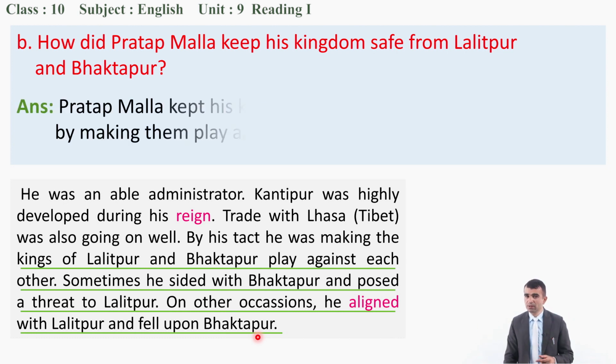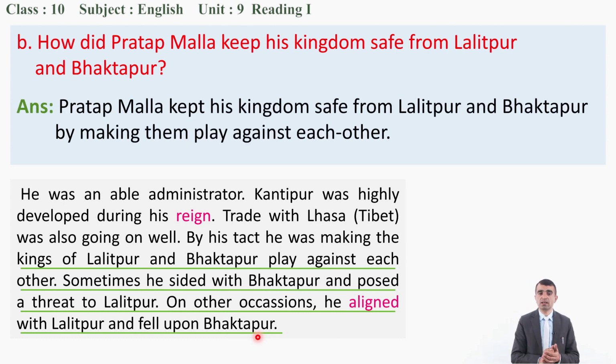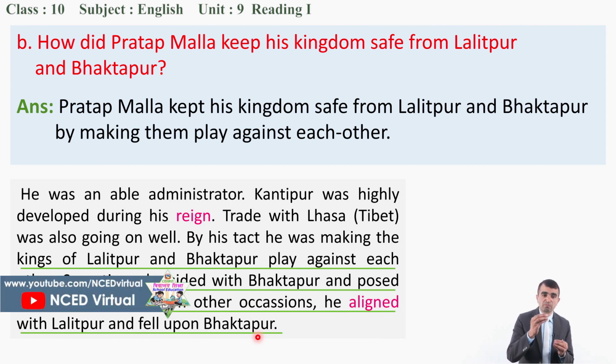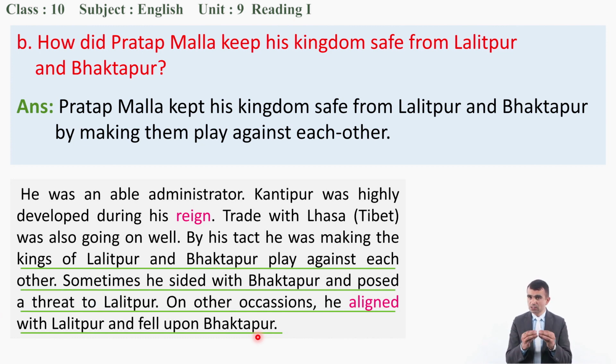So, the answer can be, Pratap Malla kept his kingdom safe from Lalitpur and Bhaktapur by making them play against each other. Them means the kings of Lalitpur and Bhaktapur. You can also write, by making the kings of Lalitpur and Bhaktapur play against each other, or by his tact of making them play against each other. That way you can write.